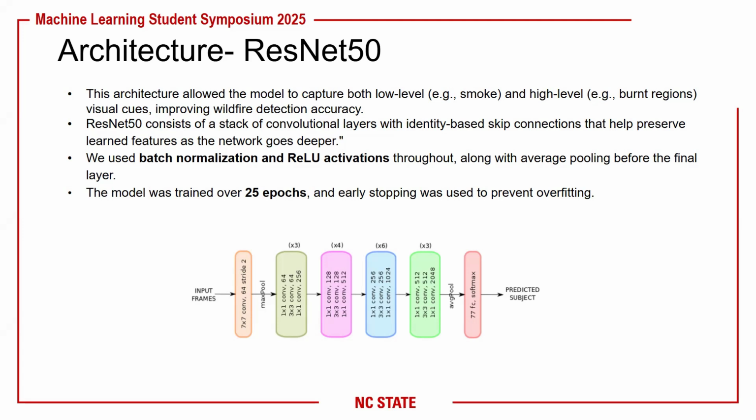ResNet 50 contains a stack of convolutional layers with identity-based skip connections that help preserve learned features as the network goes deeper. We used batch normalization and ReLU activations throughout, along with average pooling before the final layer. The model was trained over 25 epochs and early stopping was used to prevent overfitting. Down below, we have an image of the ResNet architecture, which has 50 layers.